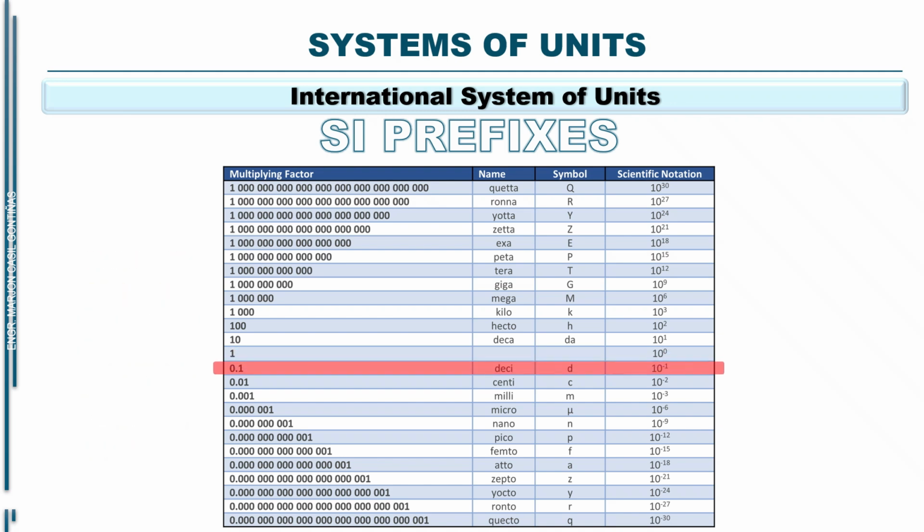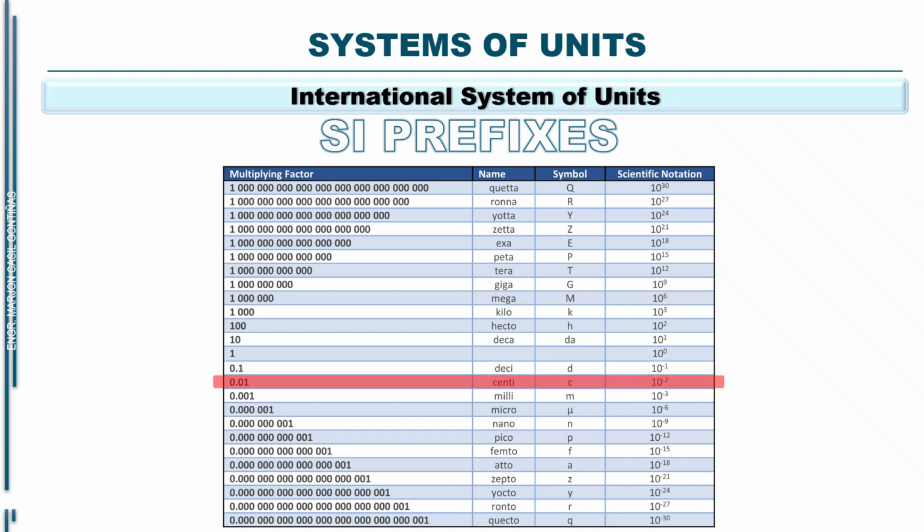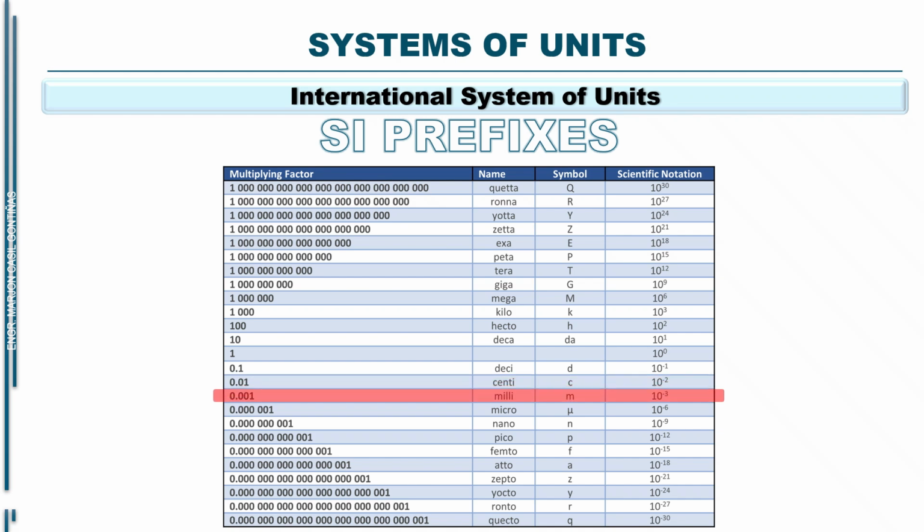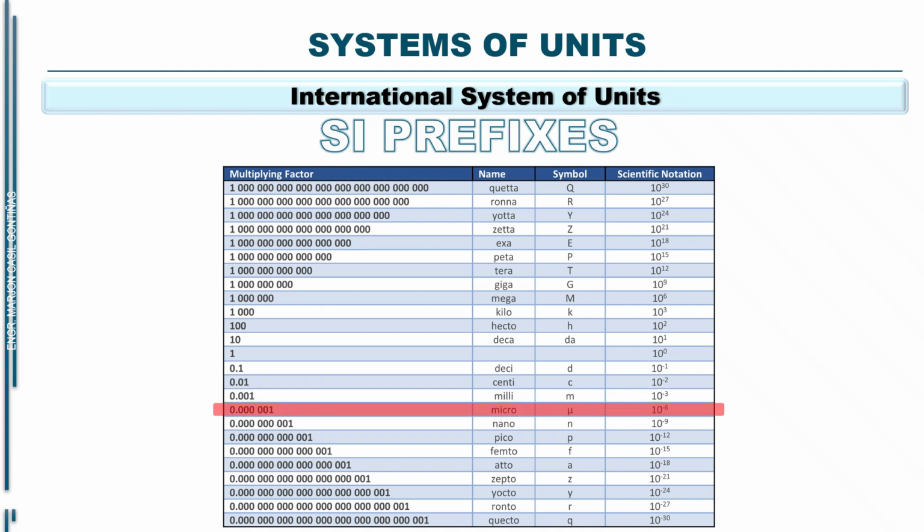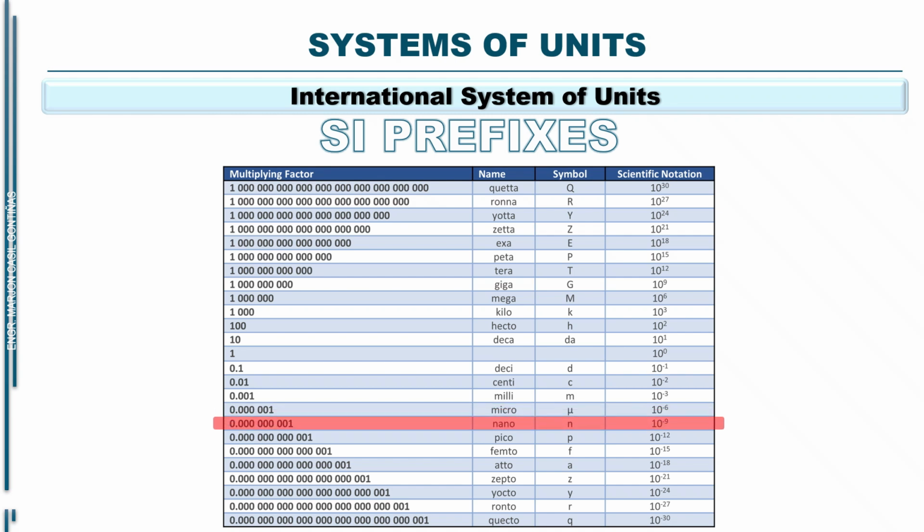Deci, that's a small letter d, which means 10 to the power of negative 1. Centi, that's a small letter c, which means 10 to the power of negative 2. Milli, that's a small letter m, which means 10 to the power of negative 3. Micro, that's the Greek letter lowercase mu, which means 10 to the power of negative 6. Nano, that's a small letter n, which means 10 to the power of negative 9.